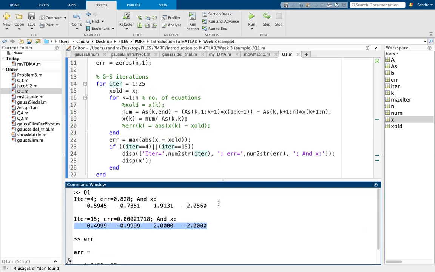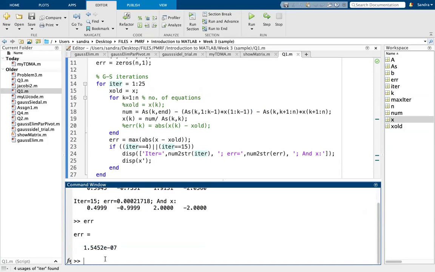At 15, this is the error. There will be 4 errors: one corresponding to x1, next corresponding to x2, next corresponding to x3, and next corresponding to x4. This is for iteration 4, this is for iteration 15. Any doubts?